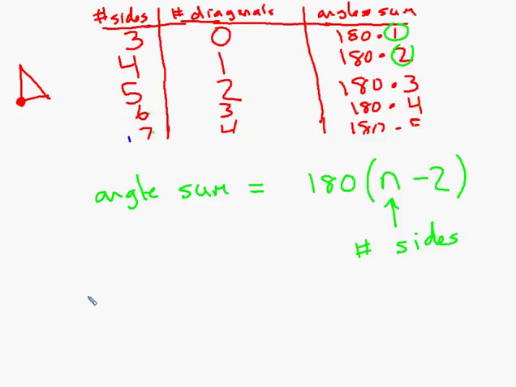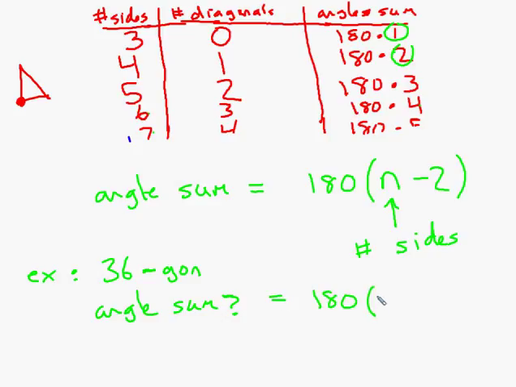Any questions on that? So for example, if I had a 36-gon, what is a 36-gon? A thing with 36 sides. And I wanted to know, well, what's the angle sum of that? I'm going to do 180 times 36 minus 2, which is 180 times 34, which gives me how many degrees?